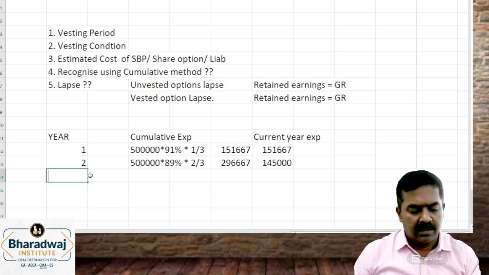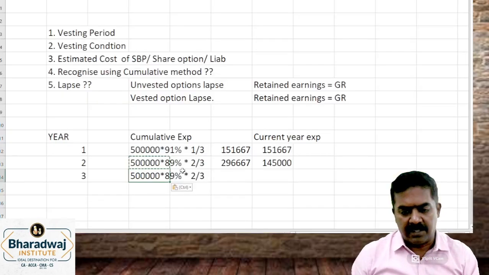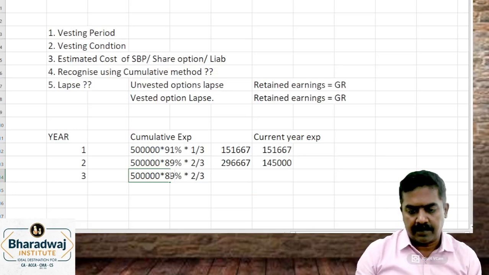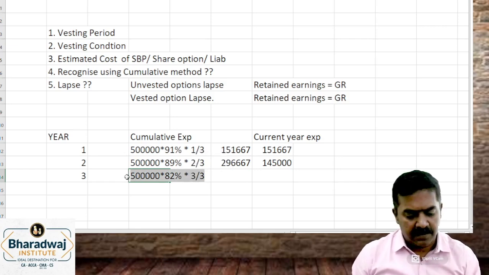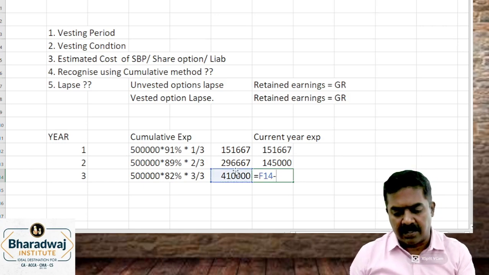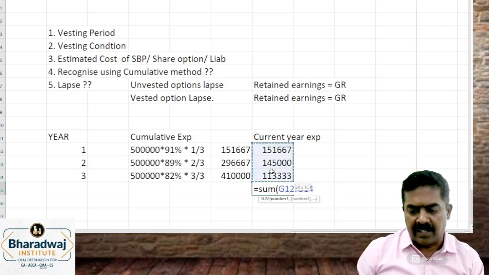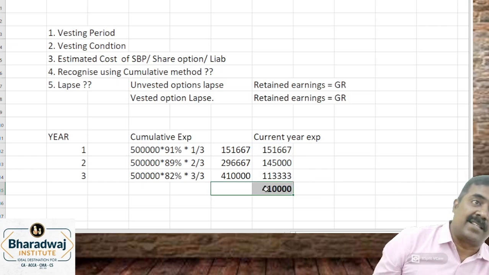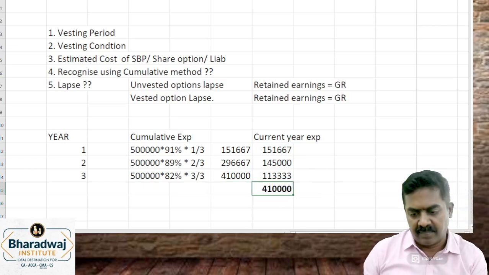Then third year, how many employees exercise the option? 82% of the employees fulfill the condition. This into 82%, into 3/3 are full. How much should have been the expense? So third year, this much of expense should be recognized. So totally over a period of 3 years, sorry, 4,10,000 of expenses recognized, because 5 lakhs is an estimate, but only 82% is after default. Another 4,10,000 you recognize. No need to copy.